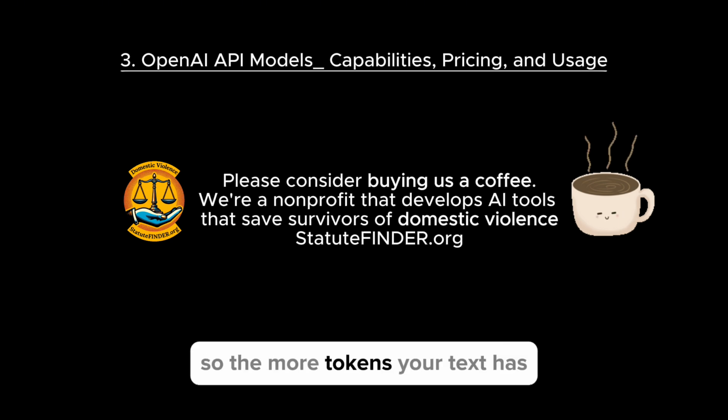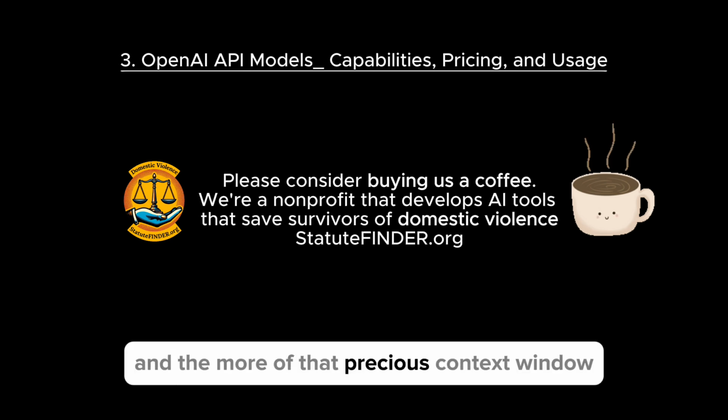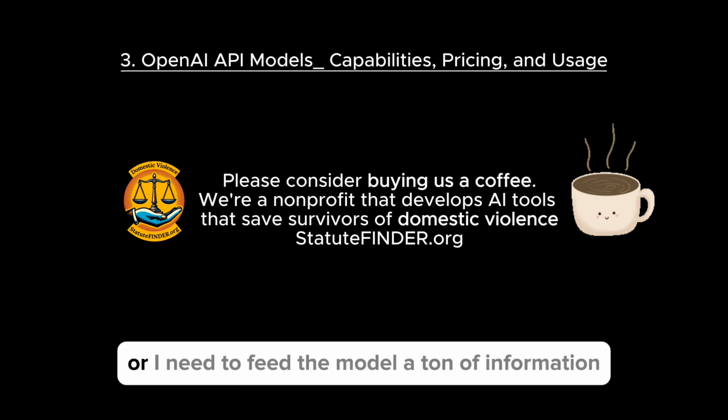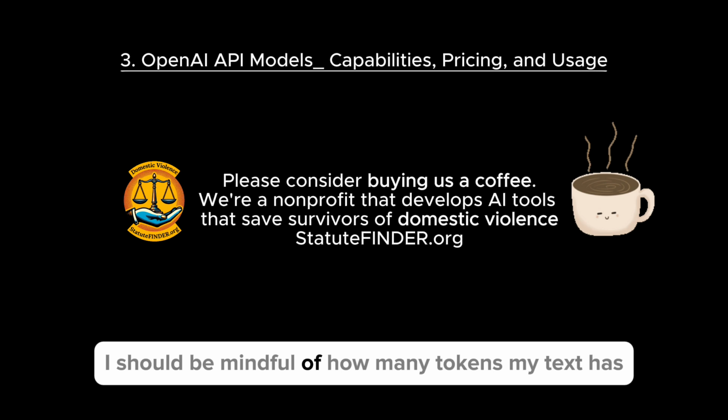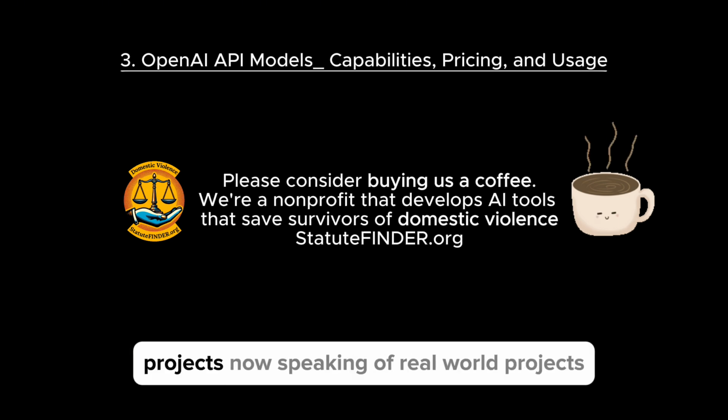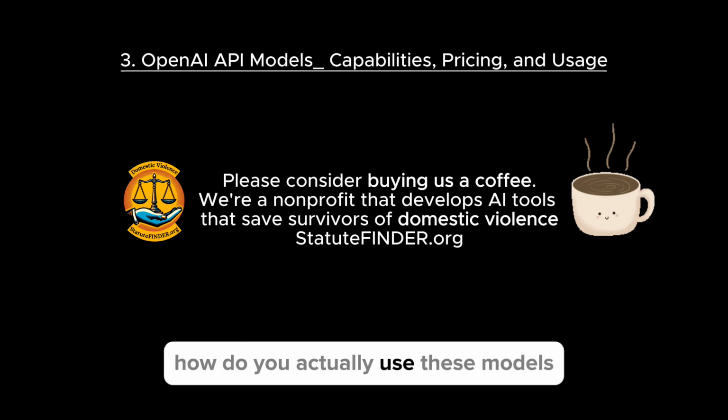So the more tokens your text has, the more it might cost to process, and the more of that precious context window it's going to use up. That makes sense. So if I'm working with a limited budget or I need to feed the model a ton of information, I should be mindful of how many tokens my text has. Absolutely. Being efficient with your tokens is a really good habit to get into, especially as you start working on more complex projects.